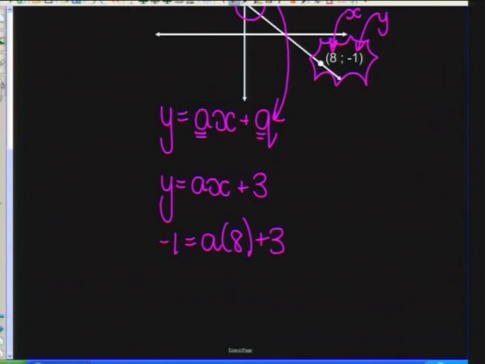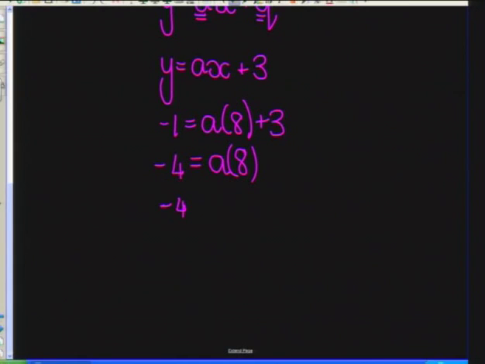And I'm sure we can all quite clearly see that the value we're actually looking to now solve for is your a, which is your gradient. Okay, so we're going to land up with -4 over 8, which is equal to a. That's going to simplify to -1/2.